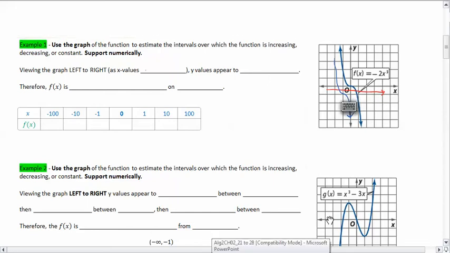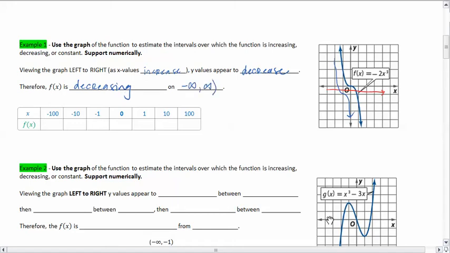So as x values increase, our y values appear to decrease, right? As we move farther and farther to the right, our function goes lower and lower, more and more towards the negative infinity on the y-axis. Therefore, f of x, we assume, is decreasing. And where is it decreasing? Is there any point where it's not decreasing? It looks like it's decreasing everywhere. So we would say that this is decreasing from negative infinity to positive infinity.